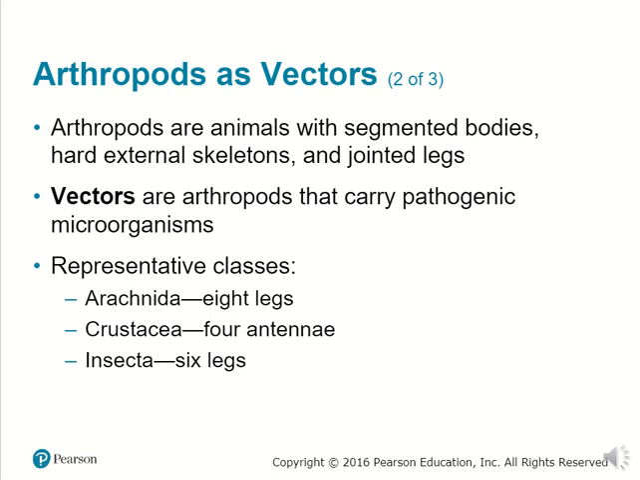For using arthropods as vectors of transmission, arthropods are animals with segmented bodies, hard external skeletons, and jointed legs. The vectors are arthropods that carry pathogenic microorganisms, where the term vector means a source for spreading a particular pathogen. Representative classes include the Arachnida, which have 8 legs, Crustacea, which have 4 antennae, and the Insecta, which have only 6 legs.